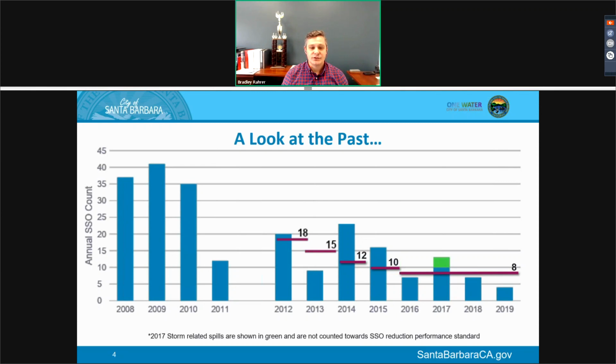What I'd like to point out on this graph is that, as you can see, since 2012, there have been years that we've exceeded our spill count. But fortunately, in 4 out of the last 8 years, we have actually met our spill reduction goal. And 2019 was our 2nd year in a row of achieving that performance metric. So when you put this graph all together, prior to the consent decree, we were averaging 38. And in 2019, with only 4 spills, we basically reduced it to almost 10% of the spills that we had prior to the consent decree. So I think that's a pretty good accomplishment for our team.